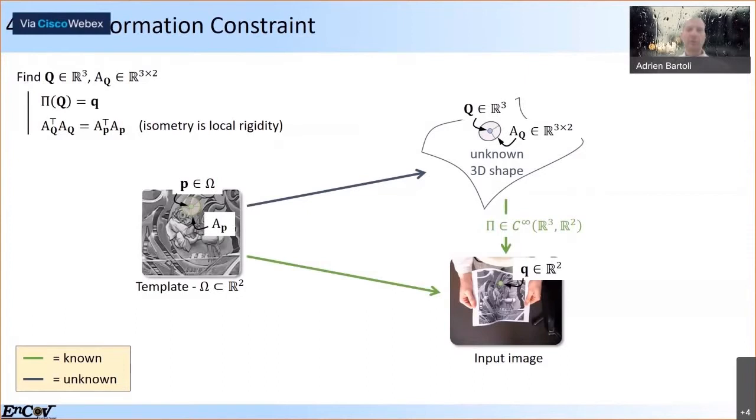So this is a very strong constraint. It's somehow like the equivalent of a local rigidity. And mathematically, it's translated by the fact that the first fundamental form, which is also called the structure tensor, is preserved between the template and the unknown shape we're trying to recover for 3D reconstruction.